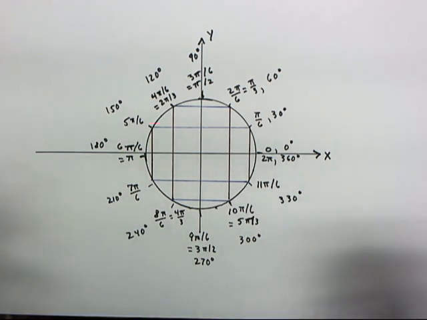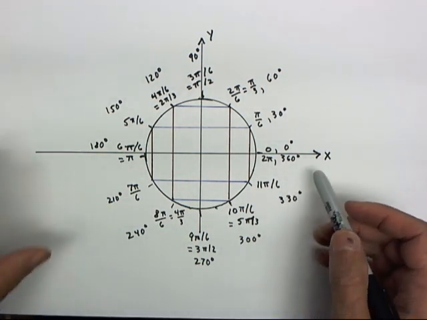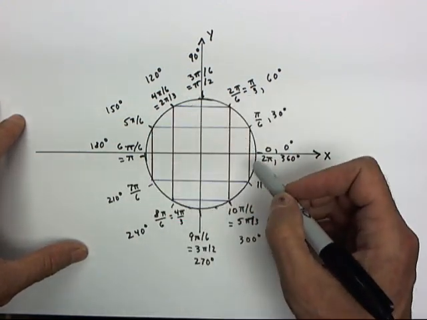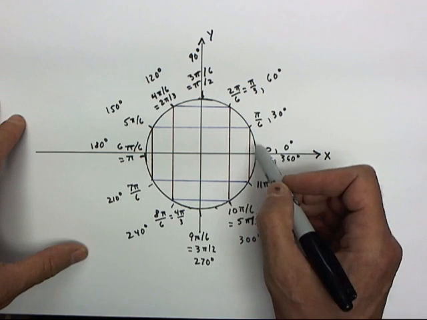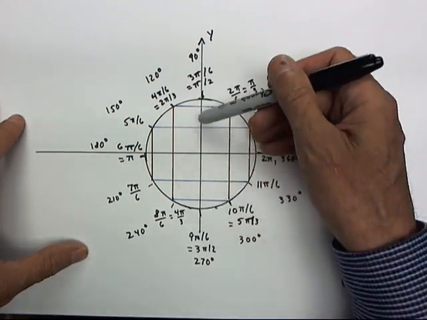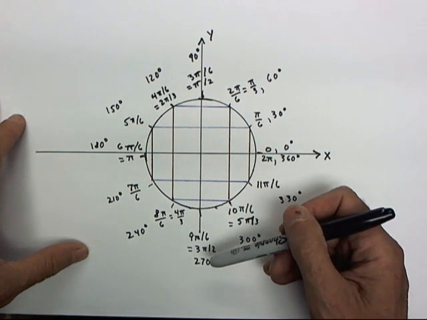We'll write it down in a minute, but you've already seen that the x-coordinates that we get are the cosines of these angles. The y-coordinates we're going to call the sines of the angles, S-I-N-E, sine.